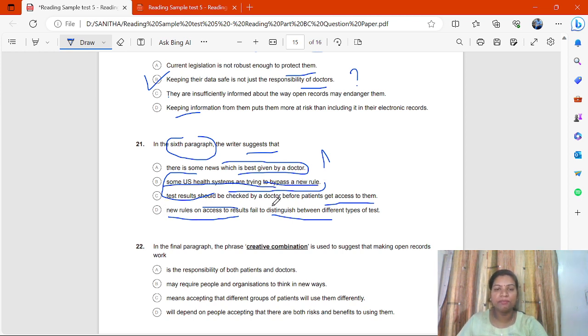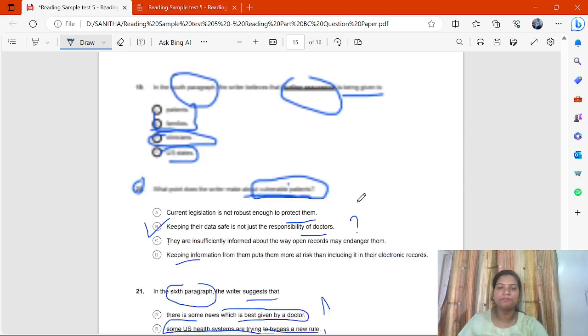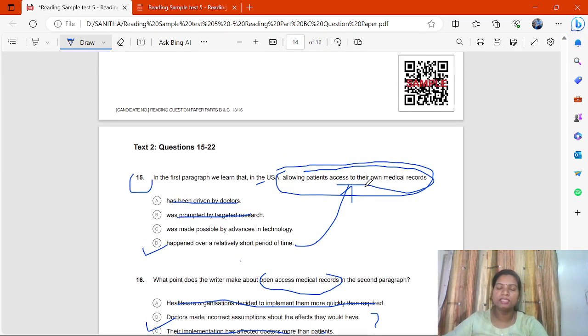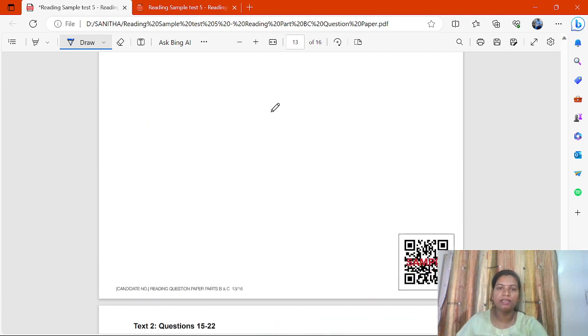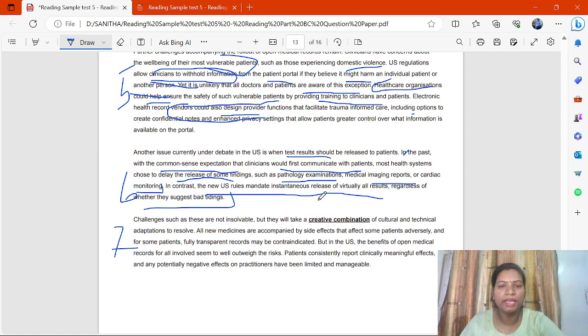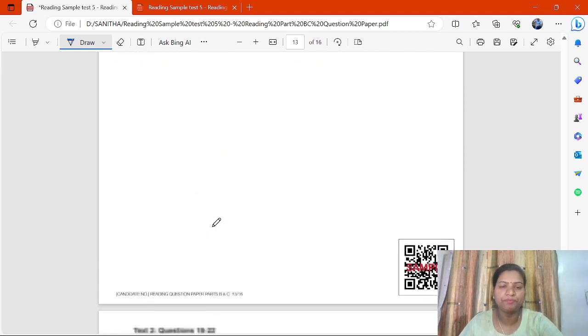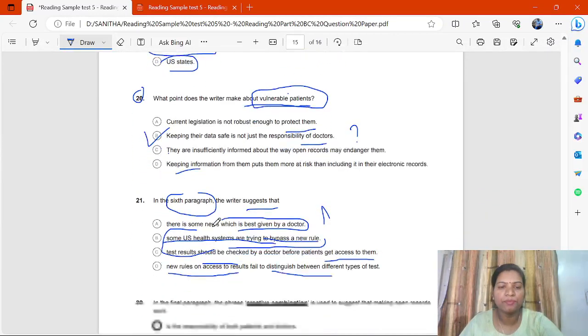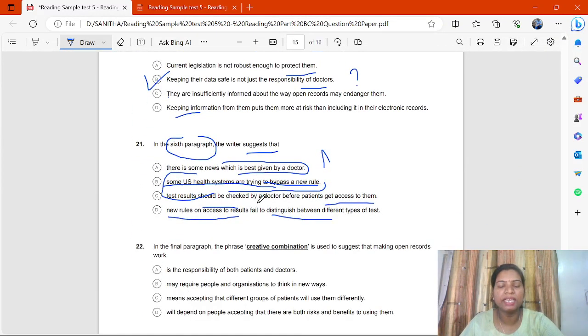Test results should be checked by a doctor before patients get access to them. Okay, this passage is talking about patient electronic health records. Here one sentence says the new US rules mandate instantaneous release of virtually all results regardless of whether they suggest bad tidings. What is the option they are saying? Test results should be checked by a doctor before patients get access to the test result, but it is not so anyway.